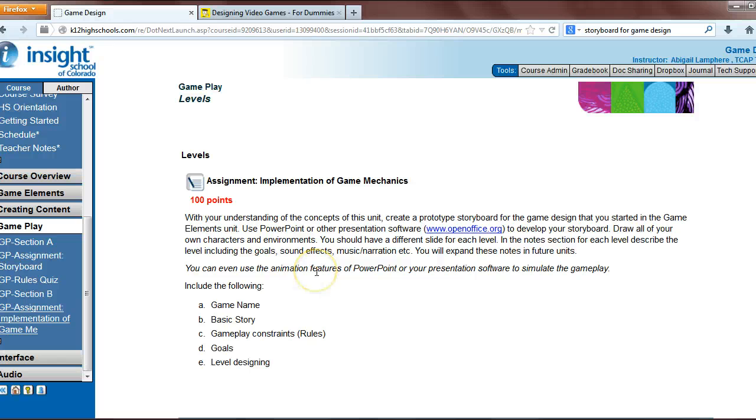We watched those videos about actual game designers who do it for a career, and they always start with sketching out some of their ideas. Again, you're not graded on artistic ability. Just give me something and do the best you can.